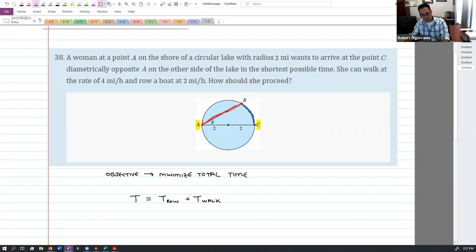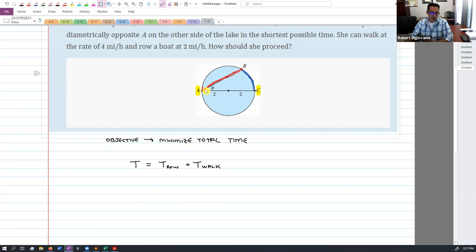Okay, so now we need to figure out how much time it takes her to go this distance. Now remember, hopefully everybody remembers this, that speed is distance divided by time, right? Speed is distance divided by time, which means that time would be distance over speed.